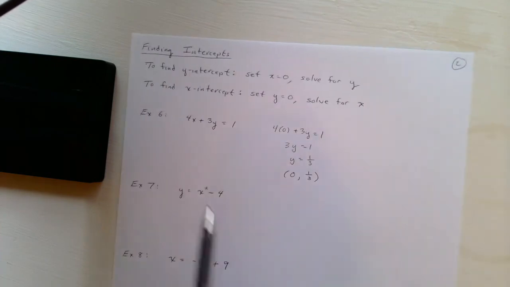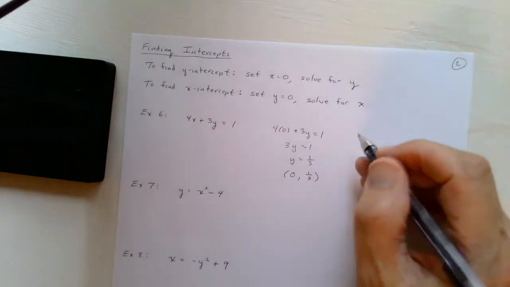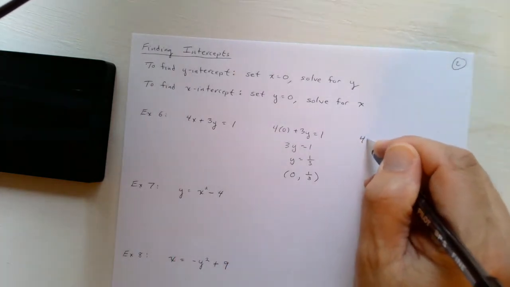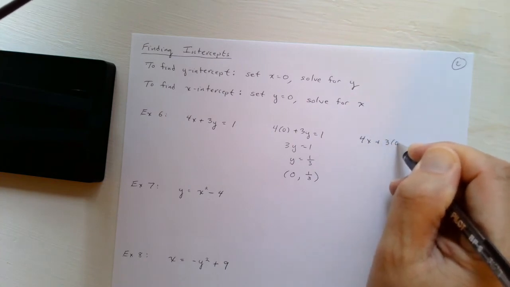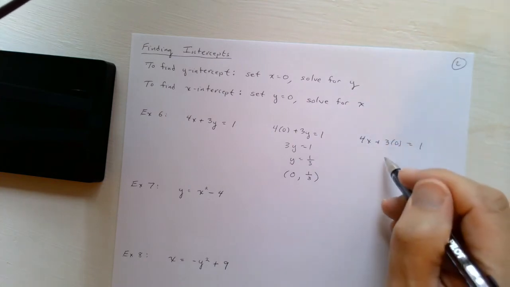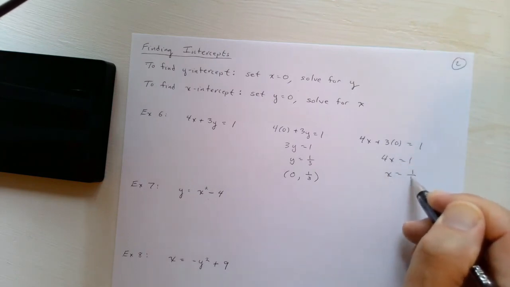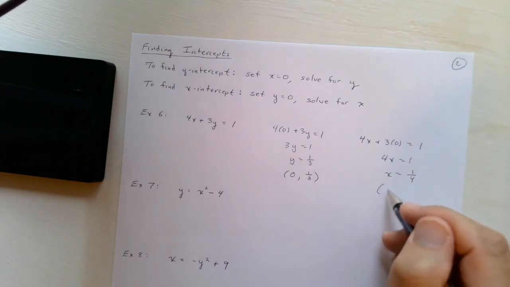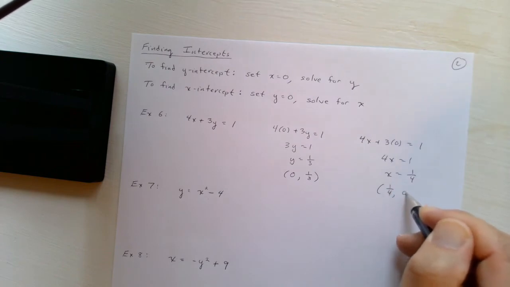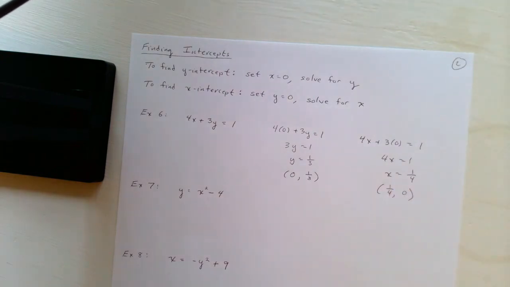To find the x-intercept, we set y equals 0, so we get 4x plus 3 times 0 equals 1. So 4x equals 1, x equals 1/4. Okay. So the x-intercept is (1/4, 0). Yes, we will have fractions in this class.